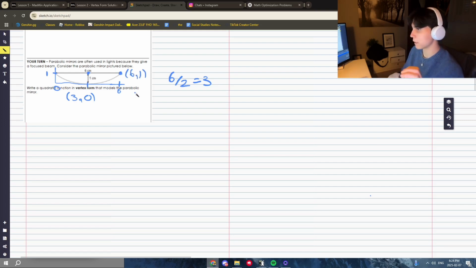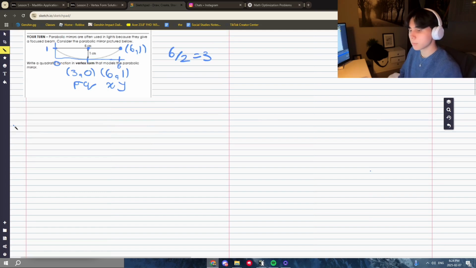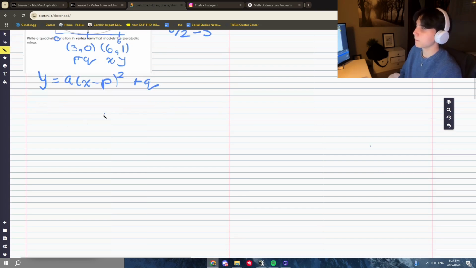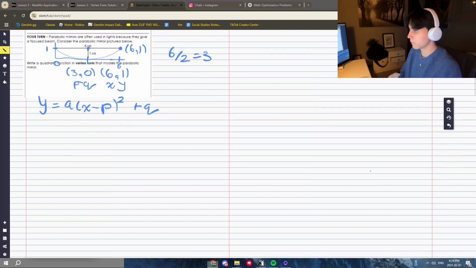It's just a little bit of visualization, but once you learn how to picture this in your head and make a graph out of it, like I did, it'll be light work. So that's going to be our point. We're going to label x and y, p, q respectively. And now you're just going to plug and replace. You're going to use the equation y equals a, bracket x minus p squared, plus q. And now you just plug in your values.